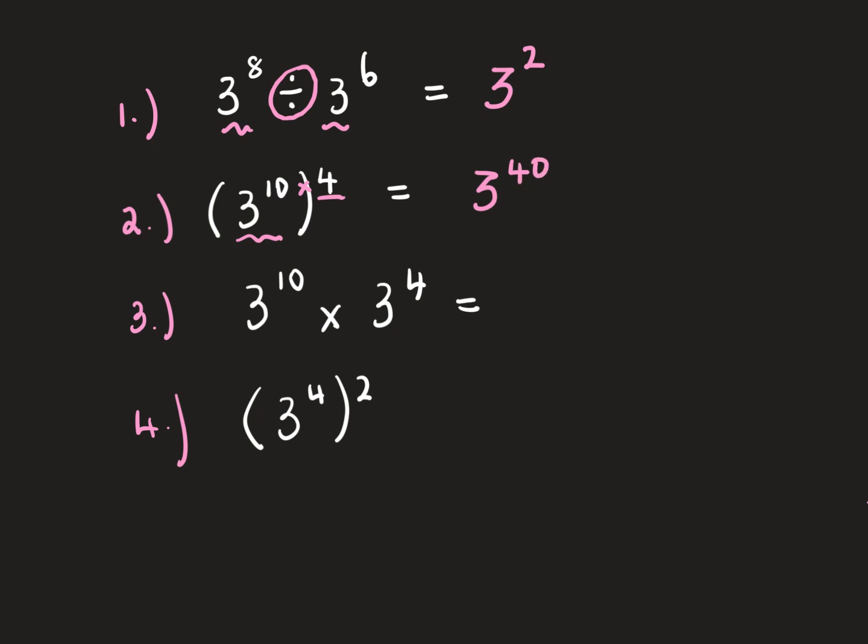Next one here. The bases are the same. I'm multiplying the terms, so I add the indices. 10 plus 4 is 14. Next one here. What am I doing? I'm raising a power to a power, so I multiply the indices. 3 to the power of 8.